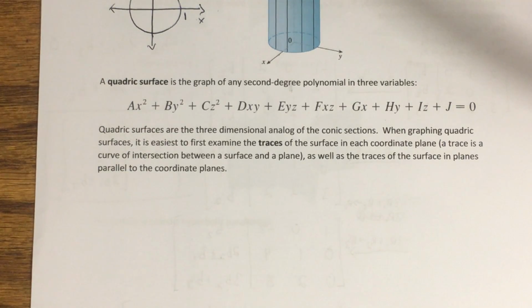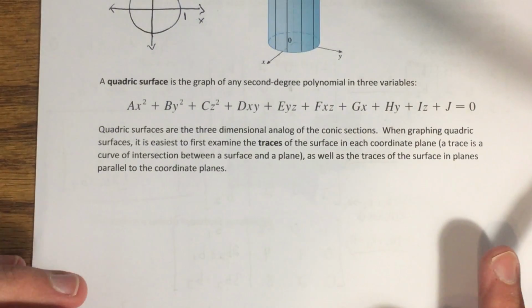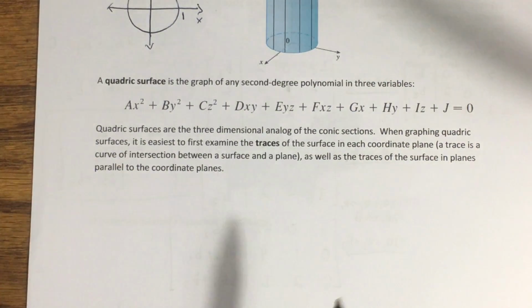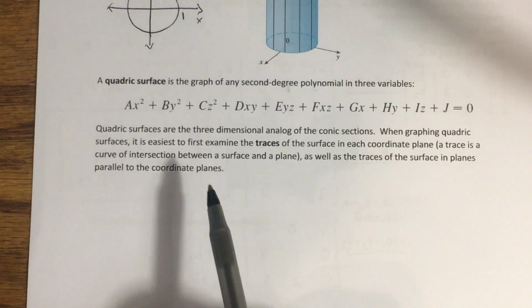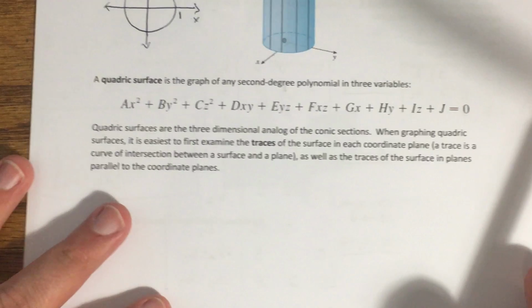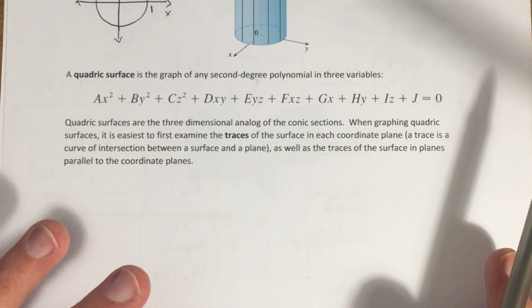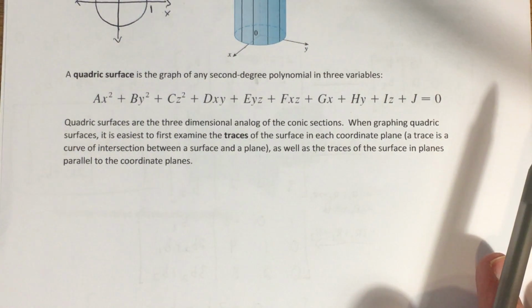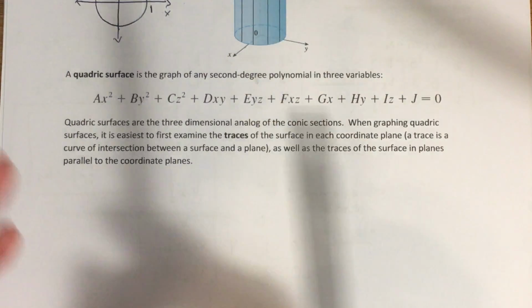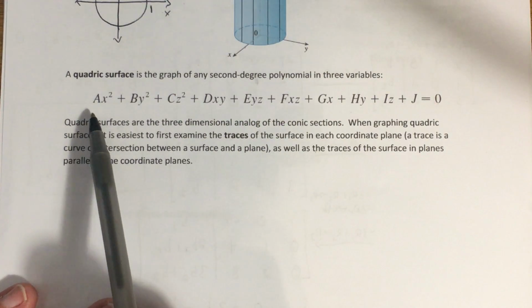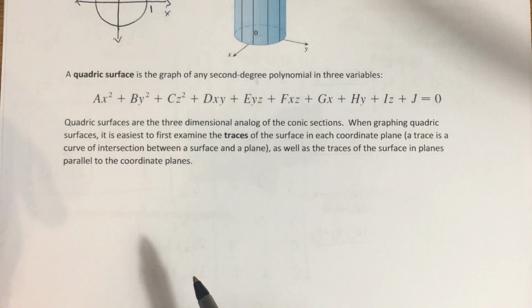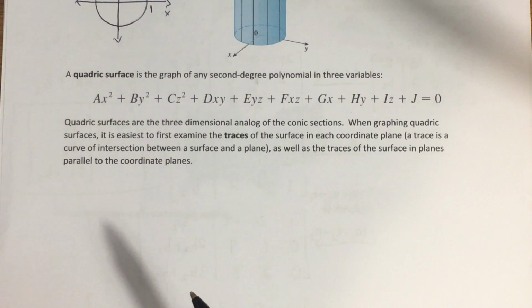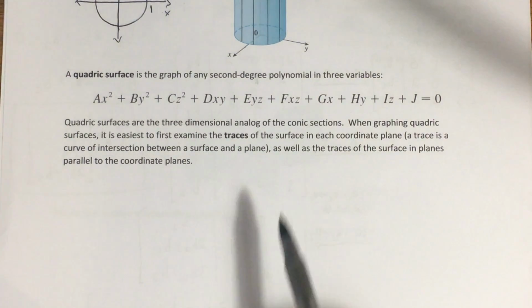The major topic for this section, though, is the quadric surfaces. Quadric surfaces are the 3-dimensional analog to the conic sections in the plane. When you talk about conic sections, typically in intermediate algebra, you're taught from the very beginning that conic sections are the result, or the graphs, of quadratic equations in 2 variables. So quadratic equations where both an x and a y are present.